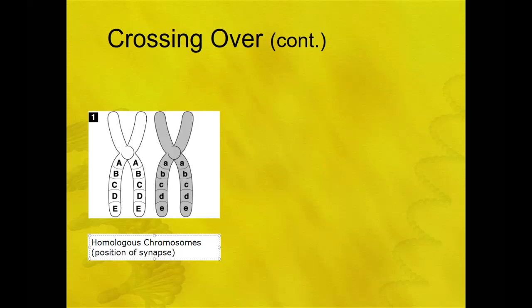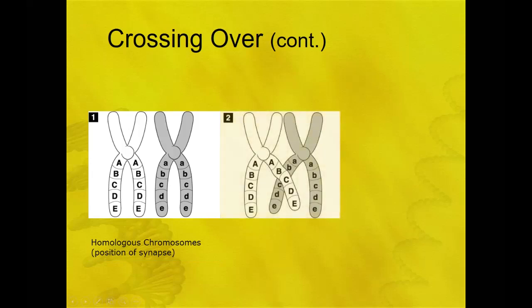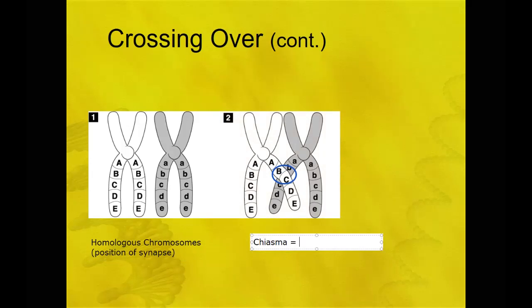And when they line up in synapse, they can produce a point of entanglement, let's call it, where one of the chromatids on the inside gets caught on one of the chromatids on the inside of the other pair. Does anybody remember what this point is called? No? Okay. So this point where the 2 overlap is called a chiasma. Chiasma equals the point of crossover.